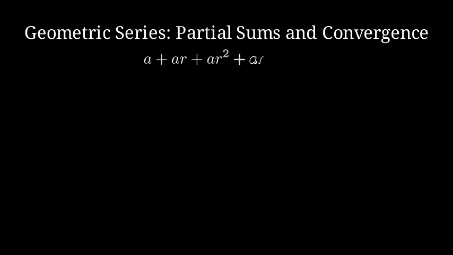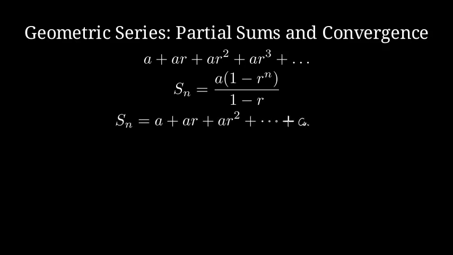The basic form looks like a, ar, ar squared, ar cubed, and so on. The sum of the first n terms is called the nth partial sum, S sub n. For the series sum from k equals 1 to infinity of a r to the k minus 1, the partial sum formula is S sub n equals a times (1 minus r to the n) over (1 minus r). Let's see why this works.